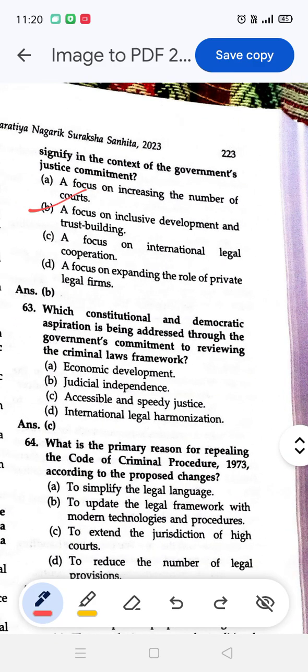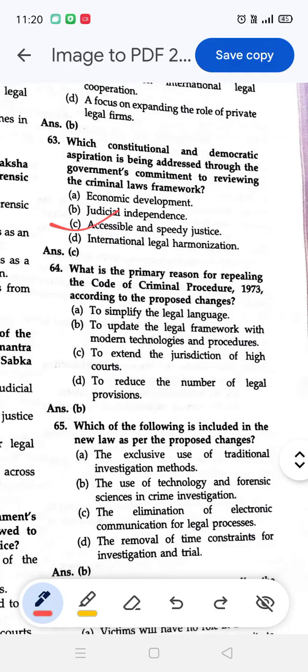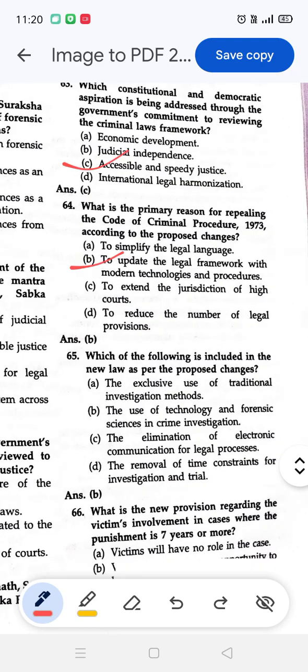Which constitutional and democratic aspiration is being addressed through the government's commitment to reviewing the criminal laws framework? So option C is correct. Accessible and speedy justice. What is the primary reason for repealing the Code of Criminal Procedure 1970 according to proposed changes? So option B is correct. To update the legal framework with modern technologies and procedures.